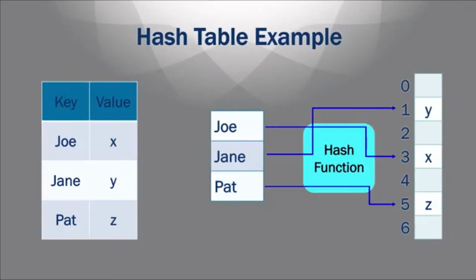So my keys are Joe, Jane, and Pat. They're all unique keys. They're strings. And here are some values, X, Y, and Z. They're arbitrary, okay? So Joe is associated with X, Jane is associated with Y, Pat is associated with Z. And I want to put these three key-value pairs into my hash table.